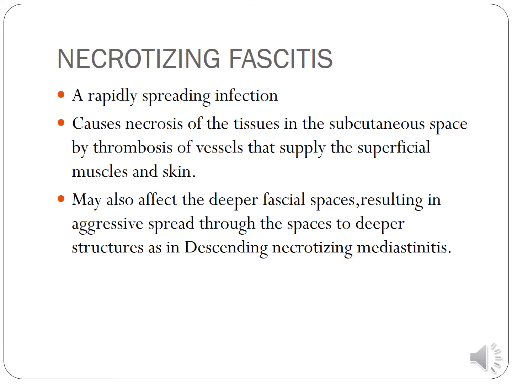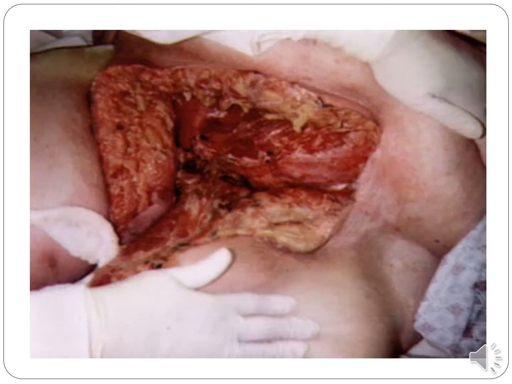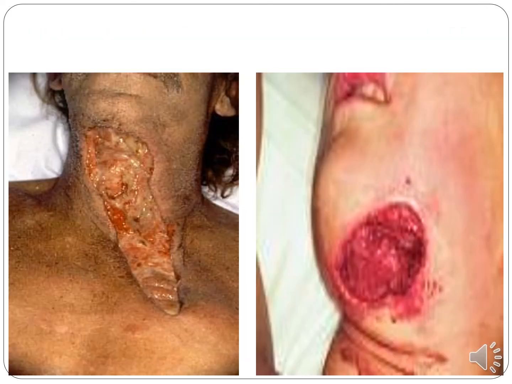Another infection which is commonly seen after space infection is necrotizing fasciitis. It is a rapidly spreading infection that causes necrosis of the tissues and subcutaneous space by thrombosis of vessels that supply the superficial muscles and skin. It may also affect the deep facial spaces, resulting in aggressive spread through the spaces to deeper structures, and in descending necrotizing mediastinitis. These are the pictures that show necrotizing fasciitis.